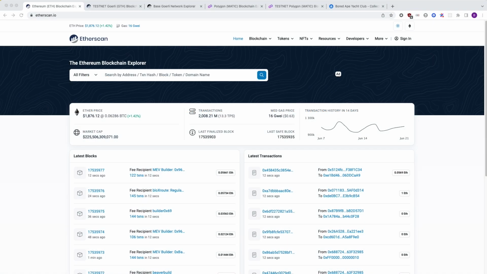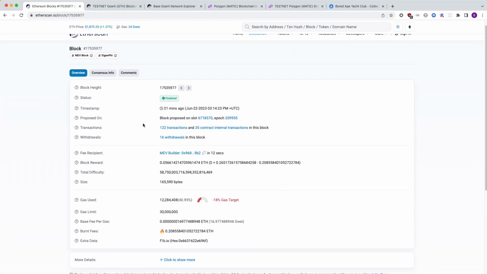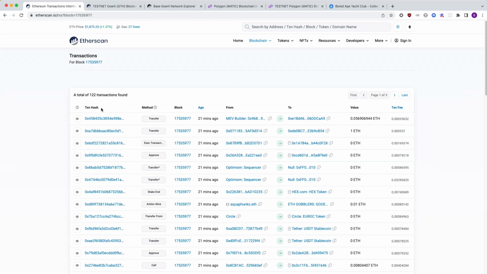Etherscan is a popular blockchain explorer that works for several different networks. In it, you can take a look at the latest blocks, explore what is in those blocks by clicking on them, get a list of information about when the block was created, what transactions are in it, and so on and so forth.